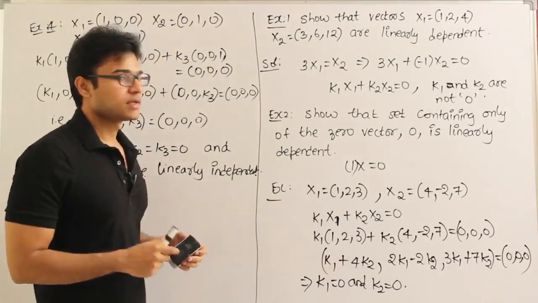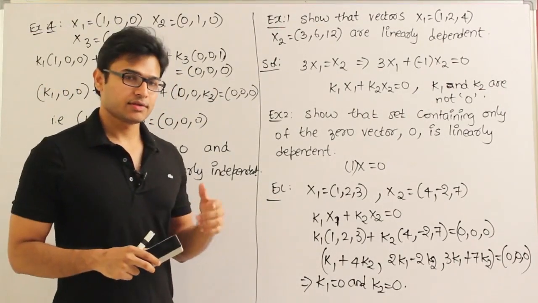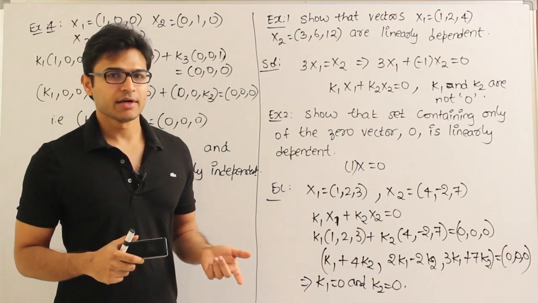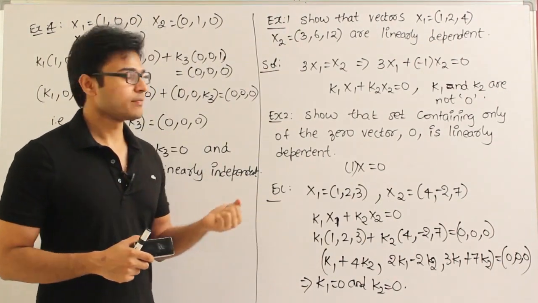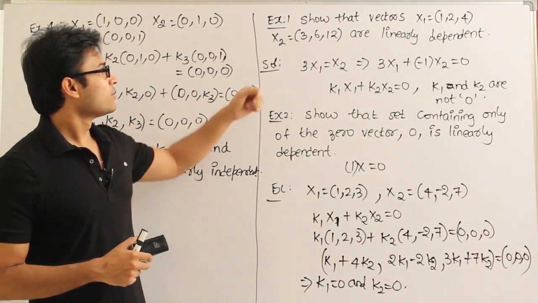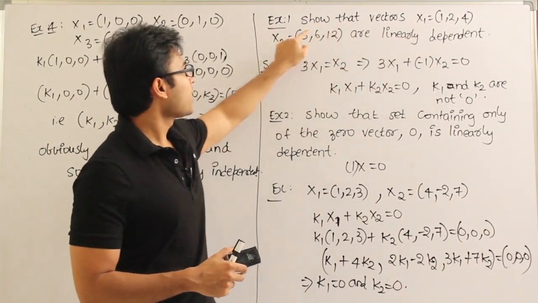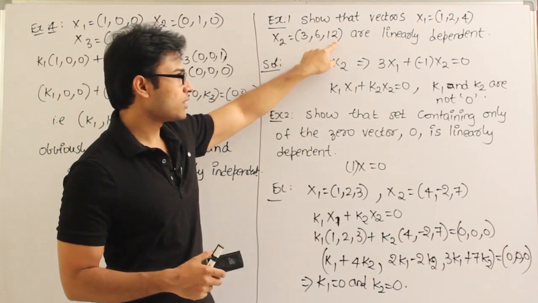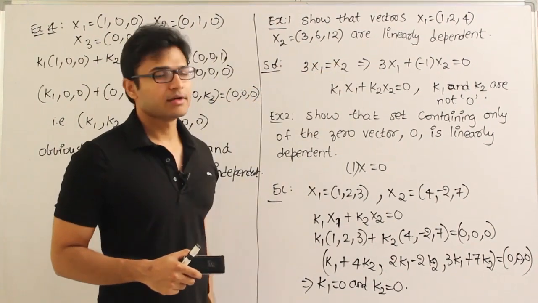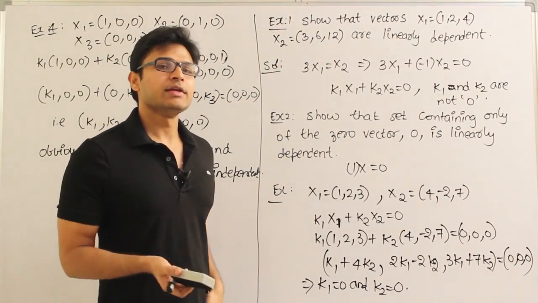Let's see these examples. I've given some examples just to help you understand what is linearly dependent and what is linearly independent. Okay, so see this. Show that the vectors x1 equal to (1, 2, 4) and x2 equal to (3, 6, 12) are linearly dependent. So what do you mean by linearly dependent?